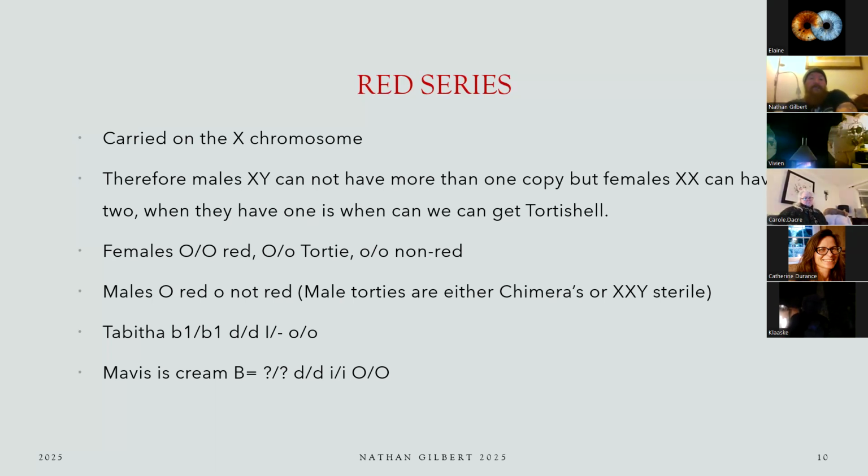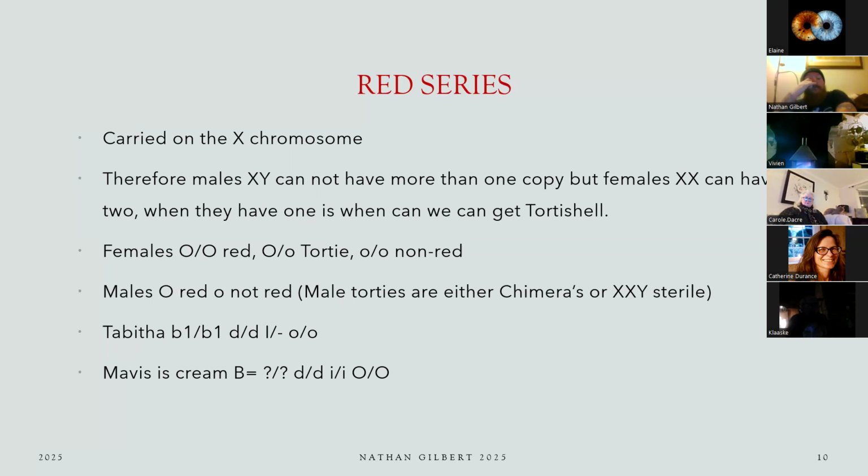So females can have 2 copies, and they will be then red or cream if they have 2 copies of the dilute gene. They can be big O, little o, and they'll be expressed as tortoiseshell. Obviously, like black tortoiseshell if they don't have chocolate or cinnamon, and then if they dilute, one of the dilute colors, or non-red, so no copies of the red gene. Males only have the 1 copy, so they're either red or not red.